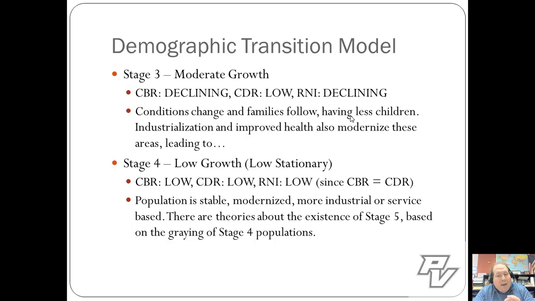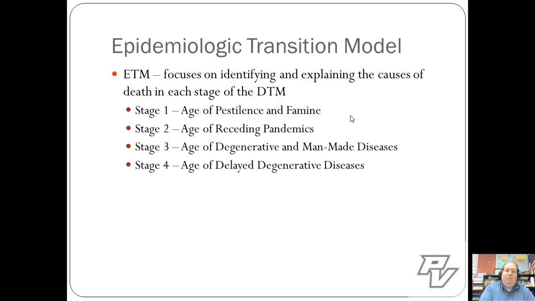Remember, we have some theories about the existence of stage 5, and I've given you that detailed information on your demographic transition model notes, so please go back and refer to them. This is all based on the graying, or the getting older, I suppose, of stage 4 populations. We'll talk about stage 5 again later in the course.